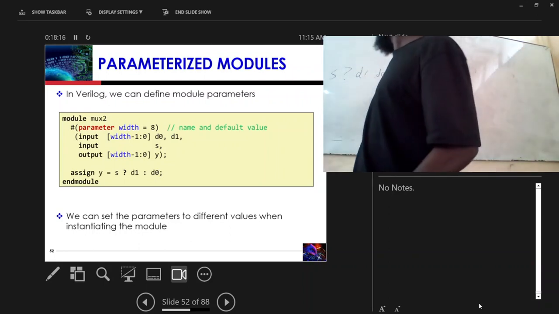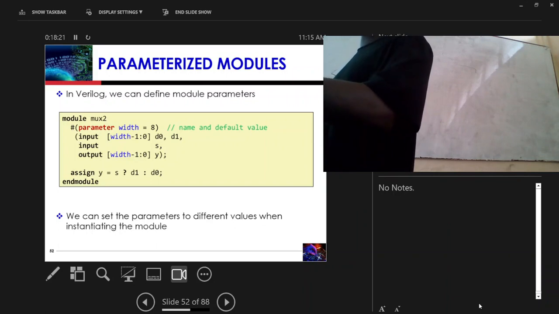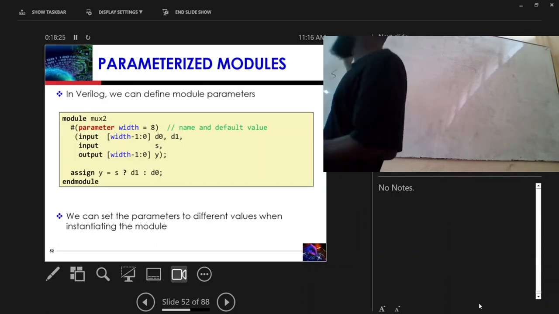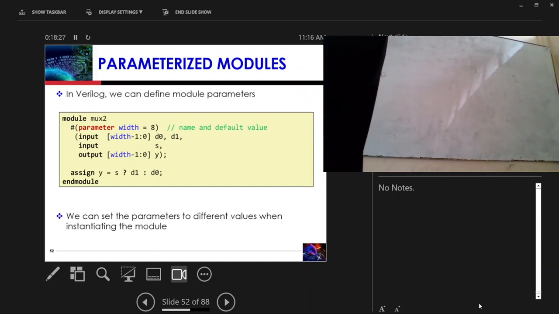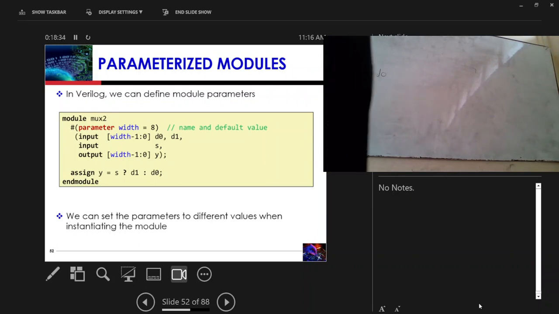If you see something like this, if S is true, then assign D1 to Y, otherwise D0. So what gate is this? What combinational logic is this? I've done this so many times. It is a multiplexer, right? How many inputs?